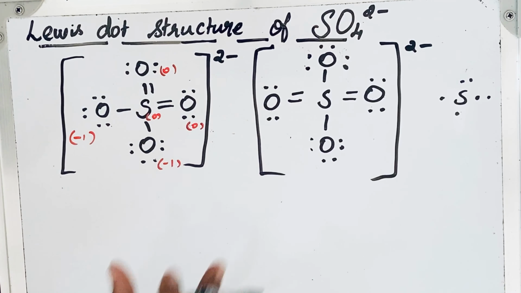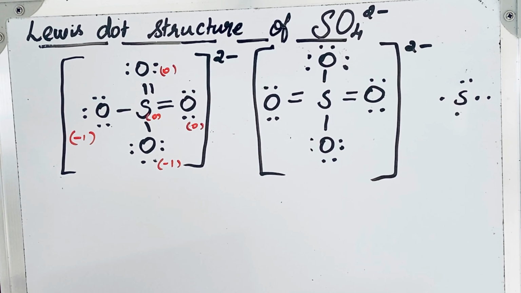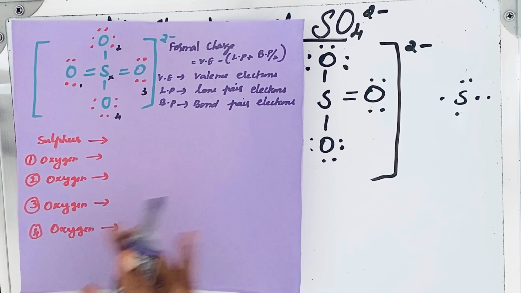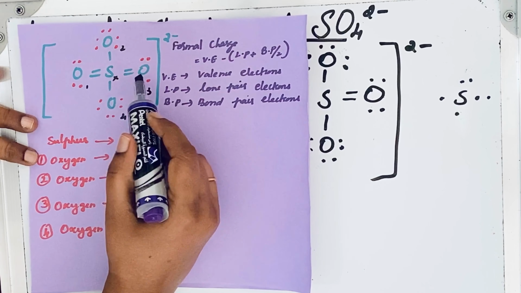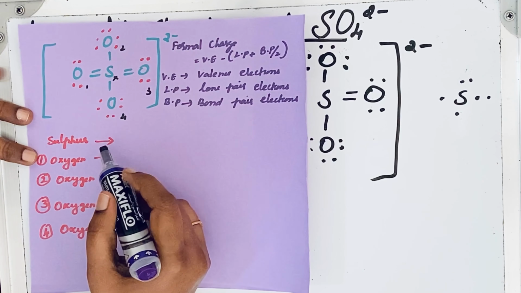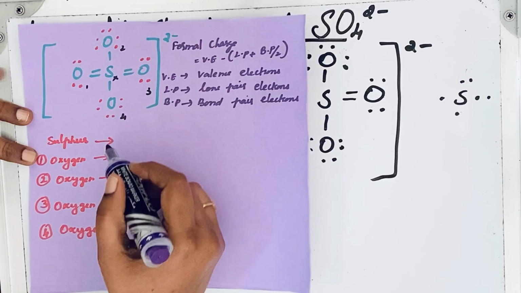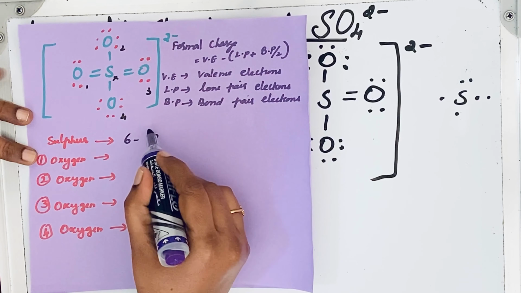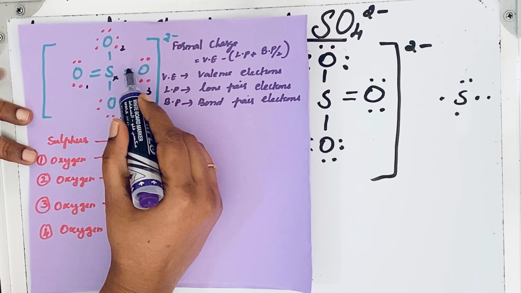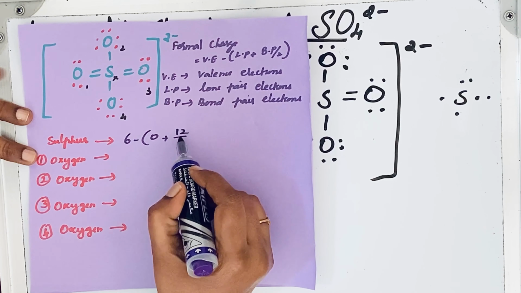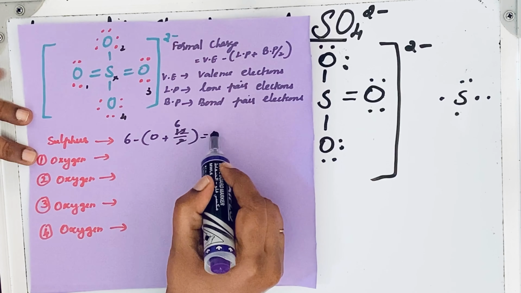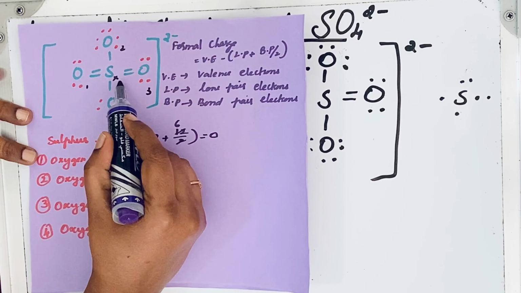Okay. Now we go to find the formal charge for this kind. Here, using the same formula, we are going to find the formal charge. So here you can see double bond is in the opposite side. So sulfur, valence electron 6 minus lone pair, no lone pair, plus bond pair 2, 4, 6, 8, 10, 12. So 12 by 2. So that gives 6. So 6 minus 6 is equal to 0. So formal charge of sulfur 0.